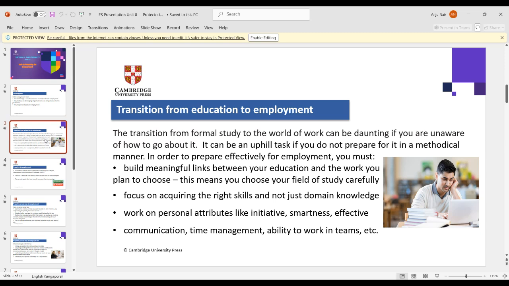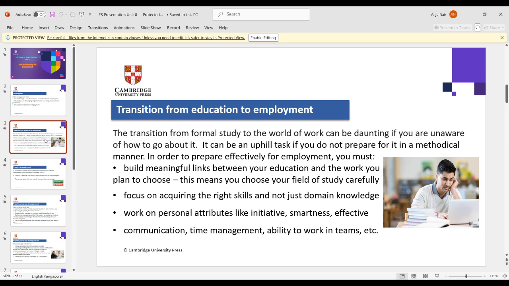So, build meaningful connections. Whatever you have achieved so far, build meaningful links between your education and the work you plan to choose. That means there should be a close alignment from what you're doing currently to the work that you will be doing. Otherwise you'll be a misfit there, right? So it should match the educational background. Whatever you have gained over a period of time should match the expectations of the workplace also. At that point of time, you'll be able to work happily, you'll be able to express yourself, you'll be able to be part of the team, and grudges, complaining, whining, everything will be very less.